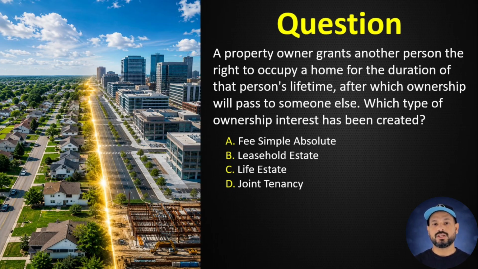Which type of ownership interest has been created? A. Fee simple absolute. B. Leasehold estate. C. Life estate. D. Joint tenancy. Correct answer: C. Life estate. A life estate gives possession and use for the lifetime of a designated individual.